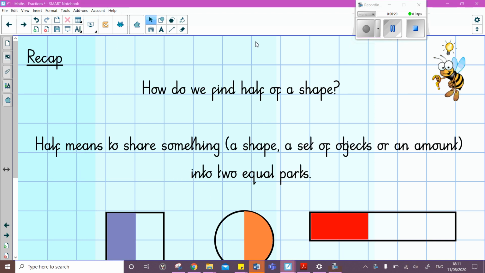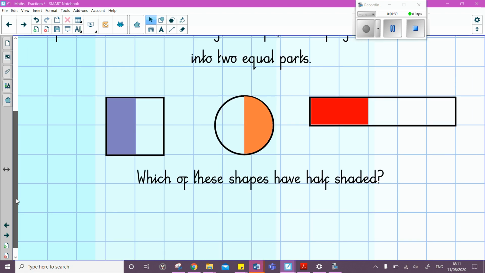So let's have a quick recap. How would we find half of a shape? You can have a little bit of a think, see if you remember the answer. Half means to share something, and it might be a shape, a set of objects, or an amount, into two equal parts. So half is into two equal parts.